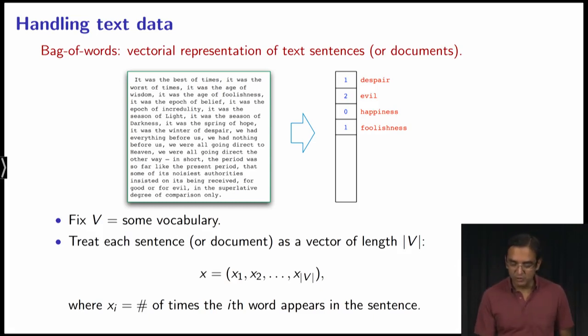So for example, let's say that the first word in the vocabulary is "despair". We have a document, and we go through it and count how many times despair occurs in the document. It occurs once, so the entry for that is 1. Let's say the next word is "evil". We see how many times evil occurs in the document. 2 times, so the entry is 2. The third word is "happiness". That doesn't occur, so 0. And so on. In this way, we convert this document into a 5,000 dimensional vector.